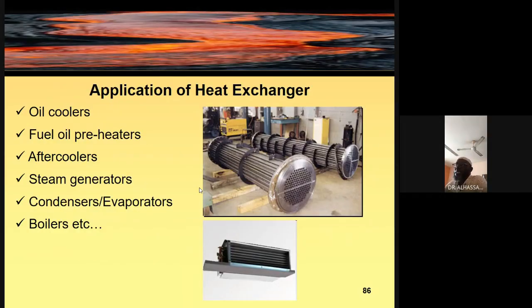Now, the application of heat exchangers. These are various types. We have oil coolers, fuel oil preheaters, aftercoolers, steam generators. Then we have condensers, mainly in the power plant, and boilers. A boiler has a very high temperature, sometimes exceeding 1,100 degrees Celsius. You understand me? So you are talking about a very high temperature system, so the thermal stress of the system needs to be considered.